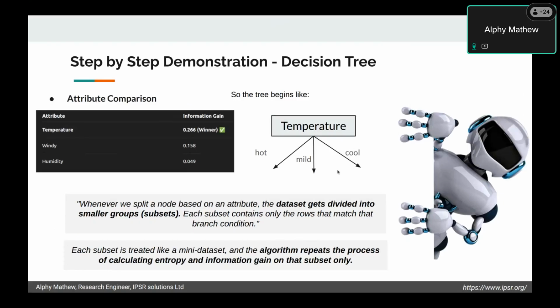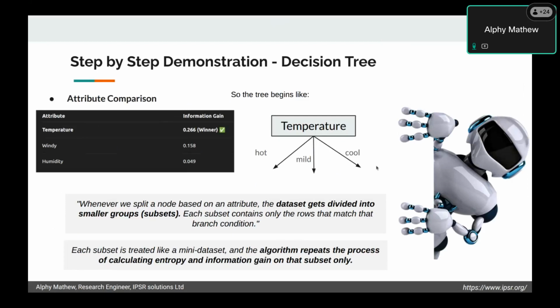Here you need to remember one important thing: every time we split the data set based on an attribute, each branch forms a smaller mini data set. For example, in this temperature node, our entire data set will be there. But in the hot branch, only the hot subset will be there. In the mild branch, only the mild subset, and in the cool branch, only the cool subset.